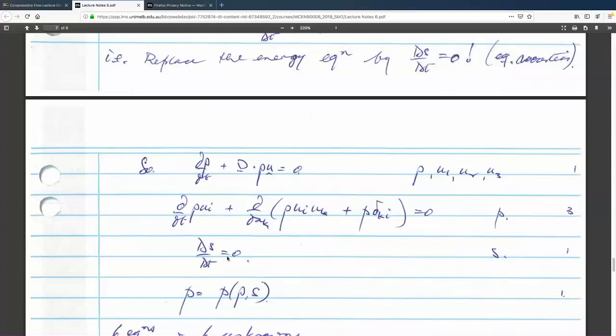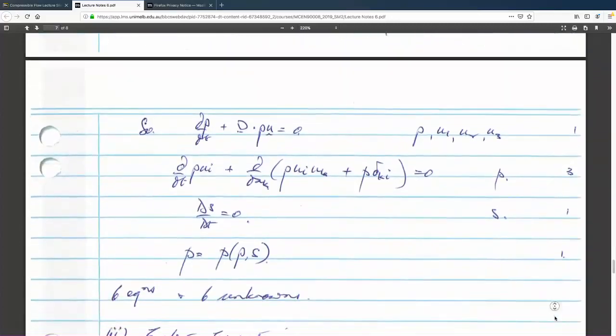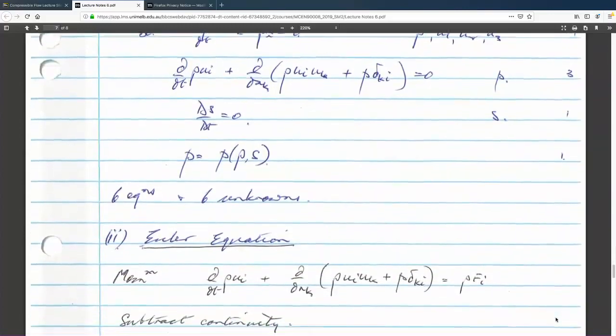And then we have dS/dt equal to 0, that's one unknown. And lastly, we have an equation of state, which we can get from the canonical equation of state, h of s and p. We can get p is a function of rho and s. And that gives us one equation. And we now have 4, 5, 6 unknowns and 6 equations. We have a closed system. So there are 6 equations and 6 unknowns.